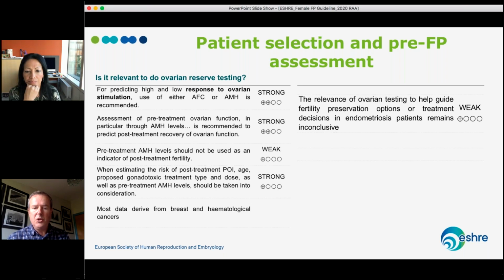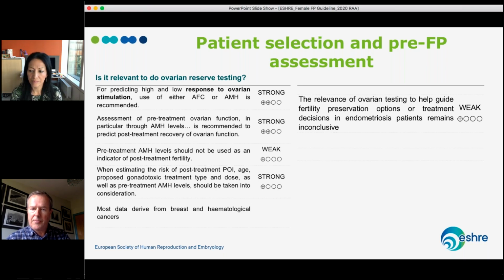As we've said already, you can assess the risk of POI on the basis of patient age, treatment, dose, and potentially ovarian reserve biomarkers as well. But most of these data do derive from very much breast cancer, to some extent hematological cancers such as lymphomas in particular, and for many other conditions that's really much more limited, and it's a matter of extrapolating from one to the other if that seems appropriate.